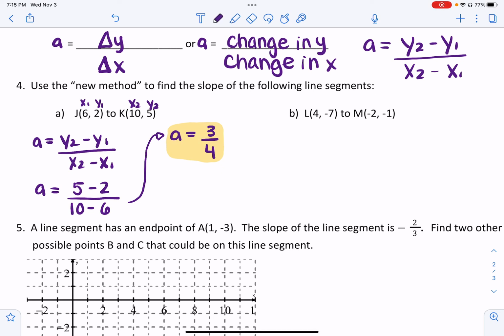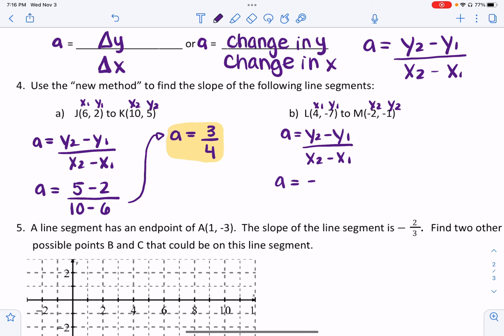Now we'll try another one. So, for example B, we're going to find the slope from point L at 4, negative 7, to M, negative 2, negative 1. So we start by writing out our lovely slope formula. A equals y2 minus y1 all over x2 minus x1. So I'm going to label those points. We have x1, y1, x2, y2. Now remember, x always comes first. It's alphabetical when we have those coordinates together.